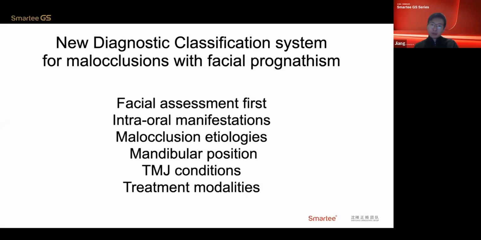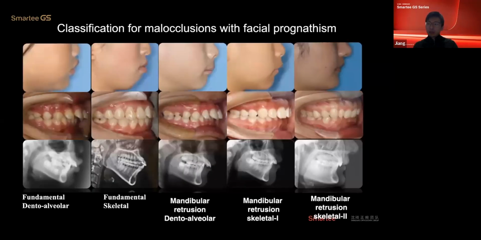So this is a new diagnostic classification system for malocclusions with prognathism. It is based on facial assessment first, and it also takes intraoral manifestations, malocclusion etiologies, mandibular position, TMJ conditions, and the treatment modalities into consideration. And this picture is the classification for malocclusion with facial prognathism. I'll give a brief introduction of this classification.